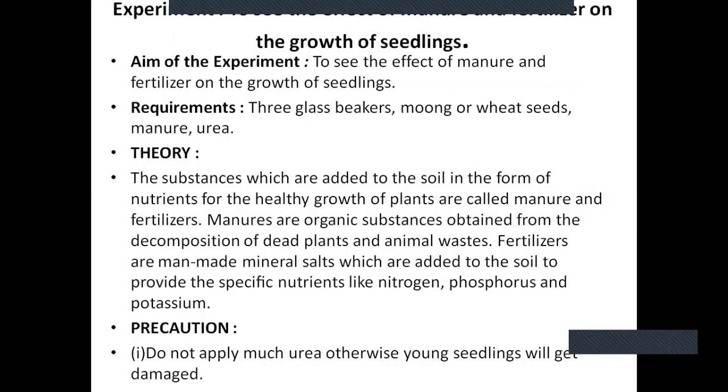in soil, manure and fertilizer, to see the effect of manure and fertilizer on the growth of the seedling. This is the aim. As for the requirements, you have to get three big glasses, and then any seed you can use, as well as manure, urea and regular soil.